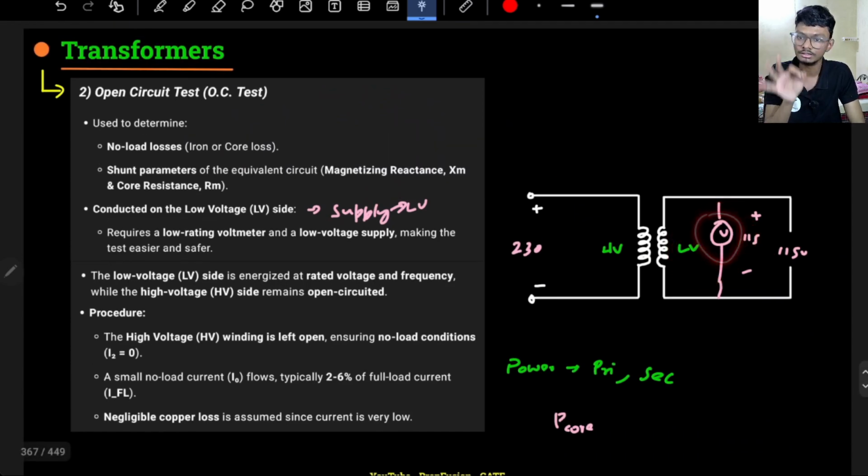On the low voltage side we apply the supply and connect the voltmeter, the ammeter and the wattmeter. I will discuss the circuit connection just two or three slides after, so don't worry about it. The high voltage winding is left open, ensuring no load condition. A small no load current will flow, typically 2 to 6% of the full load current, due to which there will be negligible copper loss and voltage drop across the winding. We will simply neglect that.